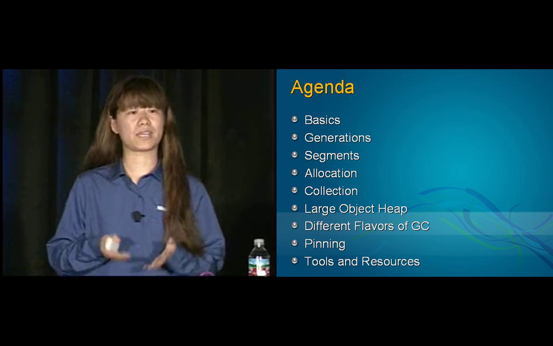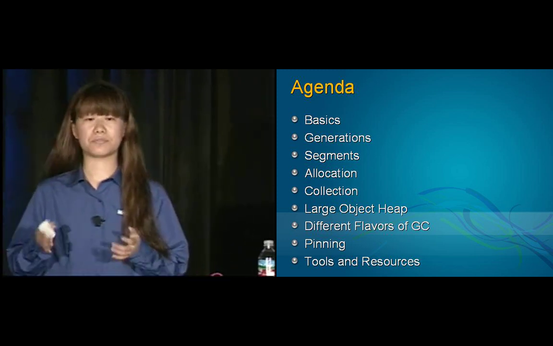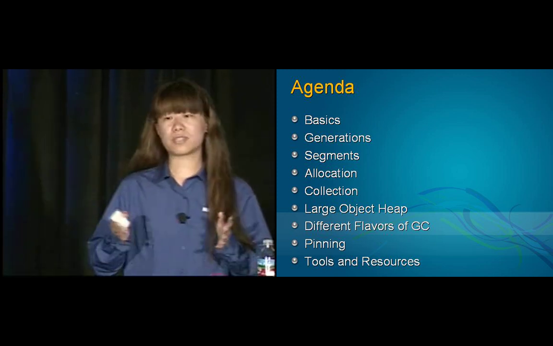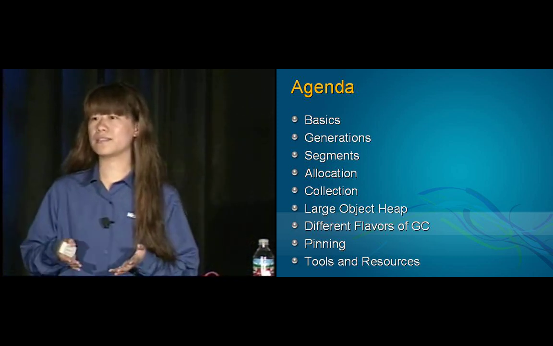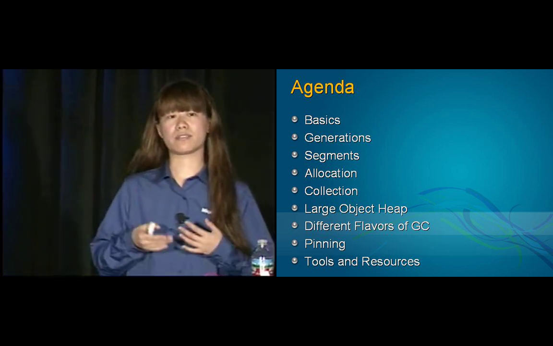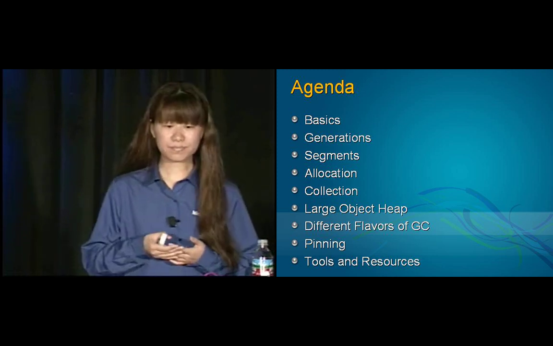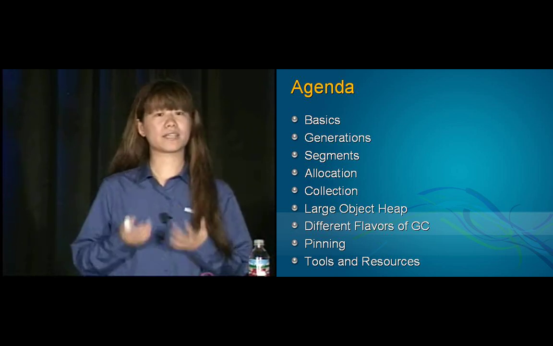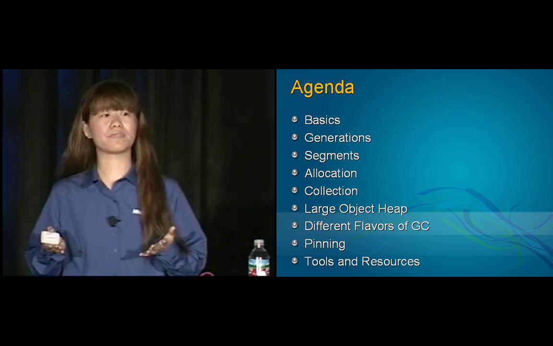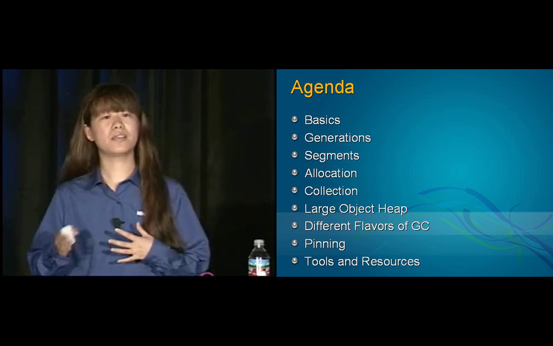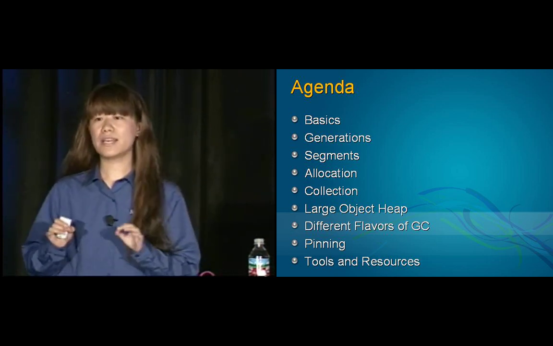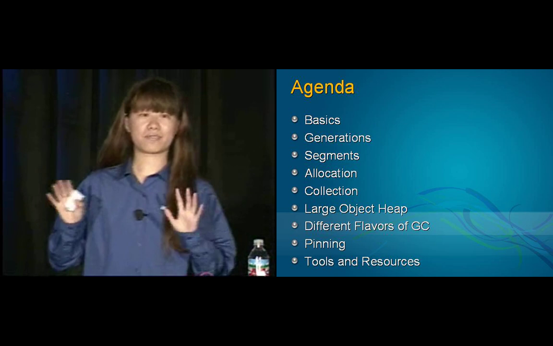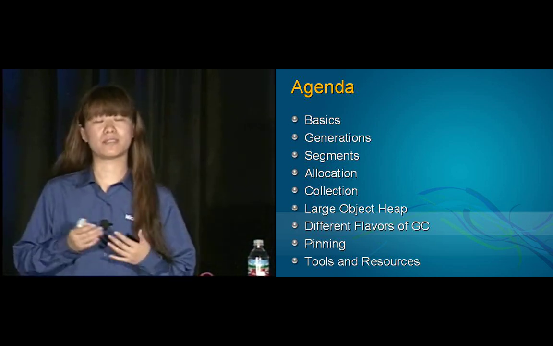And of course, we'll talk about allocations and collections, see how they're done, and what kind of cost is involved in allocations and collections. And then we'll talk about the large object heap, which is a special case on the managed heap for objects that are larger than 85,000 bytes. And by then, we'll have covered the common part of our GC. I say common part because we actually have different flavors of GC. So we'll talk about those and see what our design goals are and how you can choose the most appropriate flavor for your application.